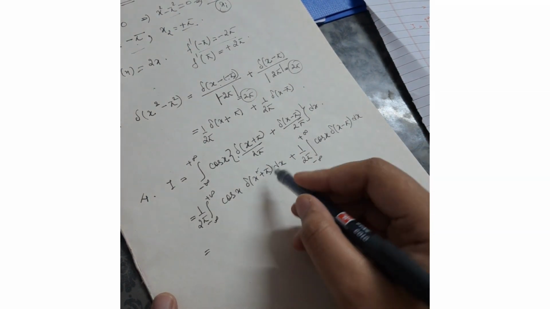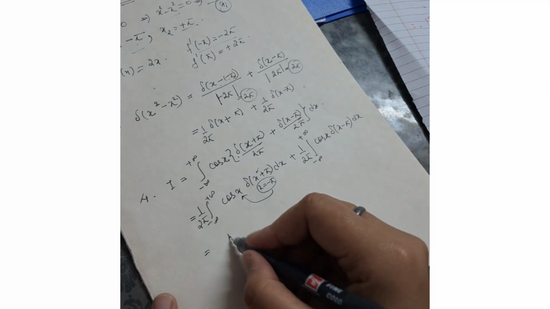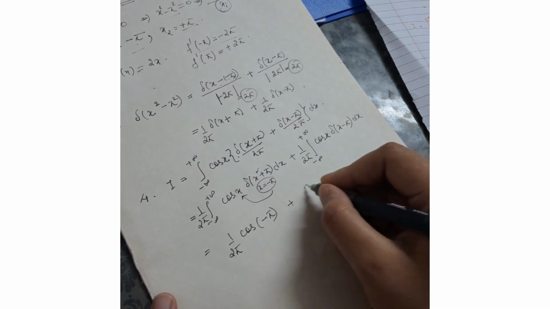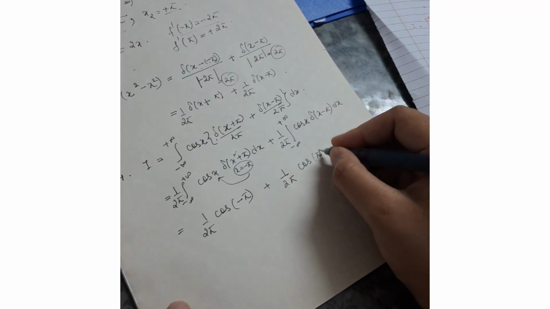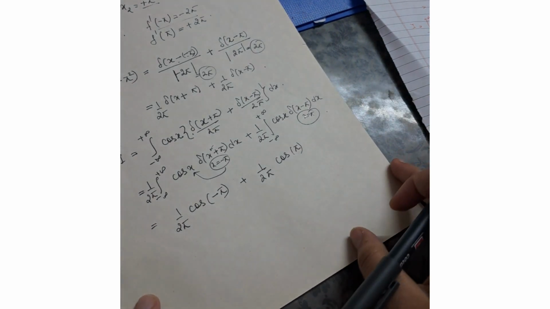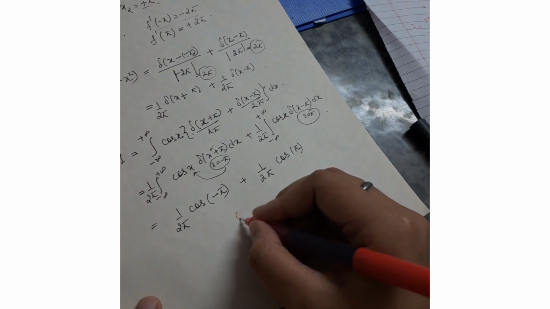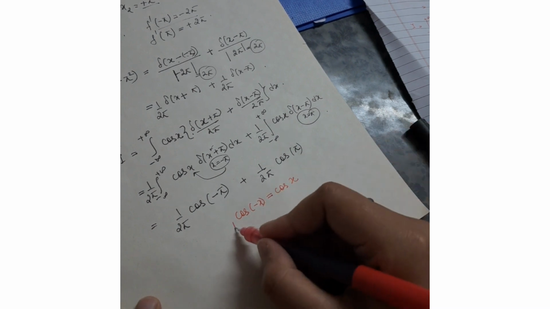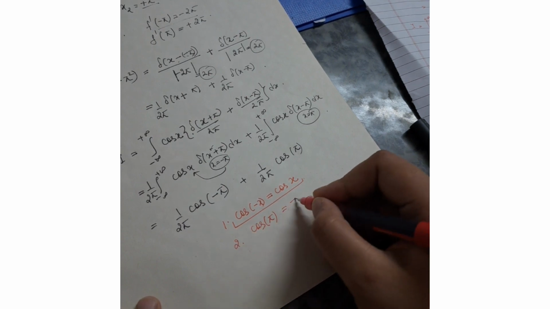Now we can simply put x equals to minus pi into the function. So 1 upon 2 pi cos minus pi plus 1 upon 2 pi cos of pi. Here x equals to pi. Now, two important properties. Cos of minus x is equal to cos of x, number one. Another one, what is the value of cos pi? Cos pi is equal to minus 1.